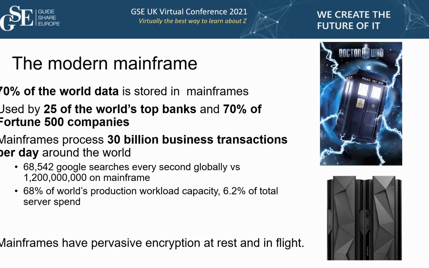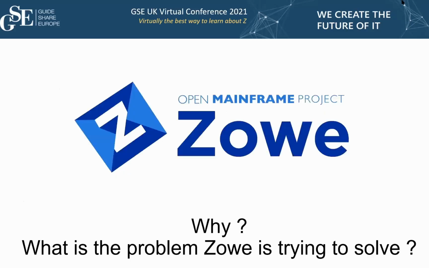So mainframe is evolving in terms of pervasive encryption, security, stability, and is still centered in the main, let's say, business critical processing of not only financial institutes, we know even retail or airlines or hotel chains, where you have something that needs to be secure and quick, you usually use the mainframe. So at this point, why was Zowe created?